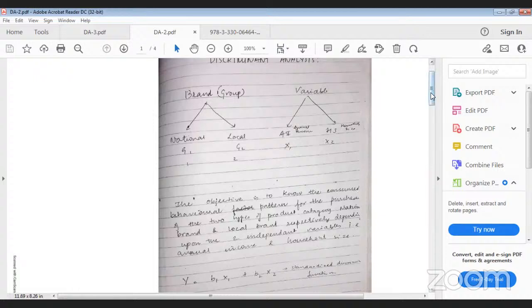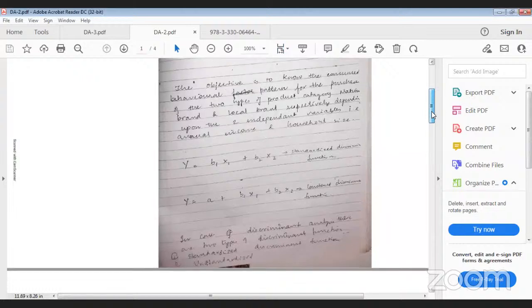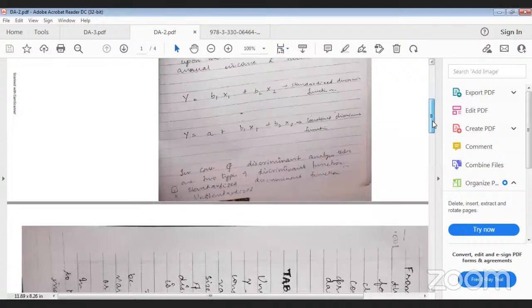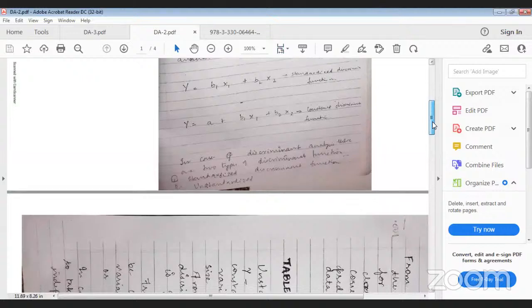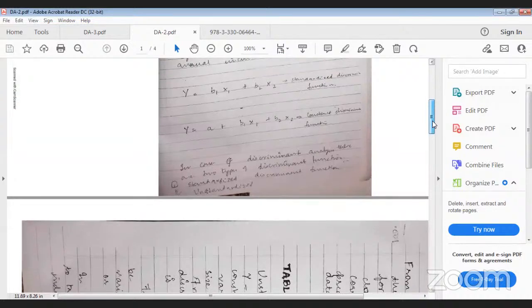Okay, now how to do? This is the discriminant function y equal to b1 x1 plus b2 x2, or you can write a x1 or b x2, whatever. According to you, b1 and b2 you have to find out. That is your standardized discriminant function, and this is your unstandardized discriminant function if you put a. So in discriminant analysis there are two types of discriminant functions, standardized and unstandardized. Standardized means there should not be any constant, that is the intercept a, but unstandardized should have a.